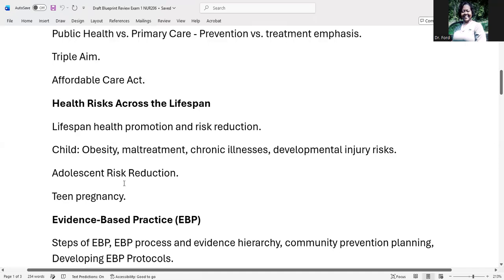Going back to adolescent risk reduction, think about motor vehicle accidents, encouraging them to wear their seatbelts, because the data does show that it reduces the risk of someone having an injury or passing away in the event they were involved in a motor vehicle accident. Gun safety classes: if the person decides they want a firearm, let's make sure that they're aware of how to use it. When they're storing it, we want to store the actual firearm and the ammunition separately.